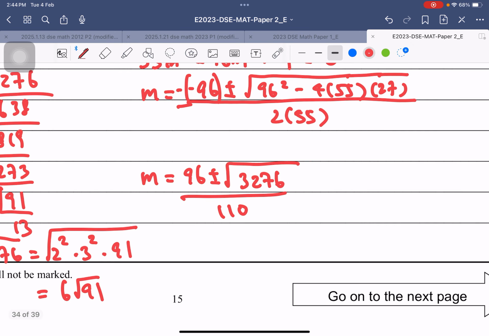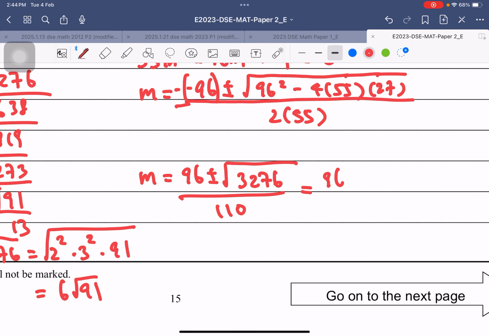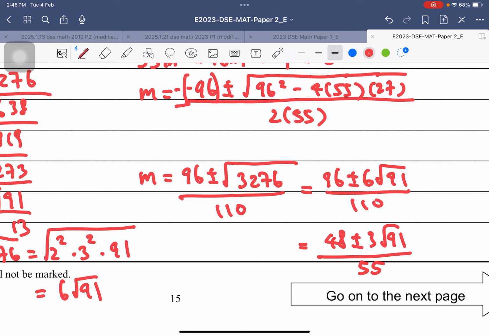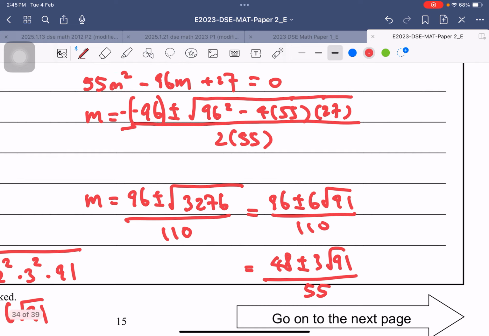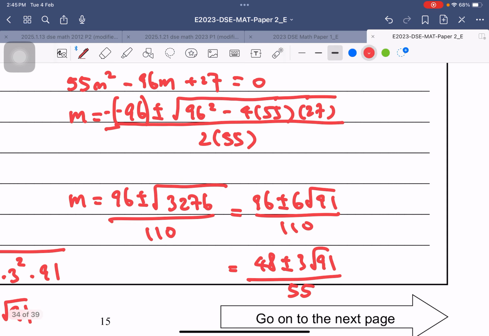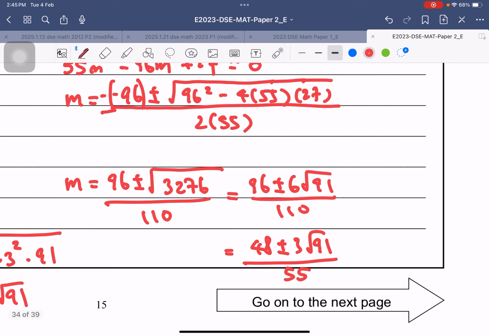Okay? So this is giving you 96 plus or minus 6 square root of 91 divided by 110. And then you can take out a 2 as the common factor. So you have 48 plus or minus 3 square root of 91 divided by 55. Okay? Easy? Yes. Normally I will factorize from here. You can take out a 2, a 4, and a 9 here. It's much easier from here. But choose your way. Okay?